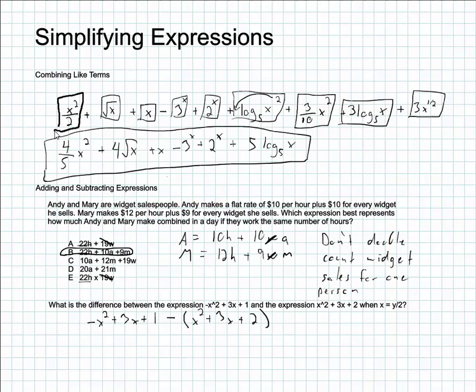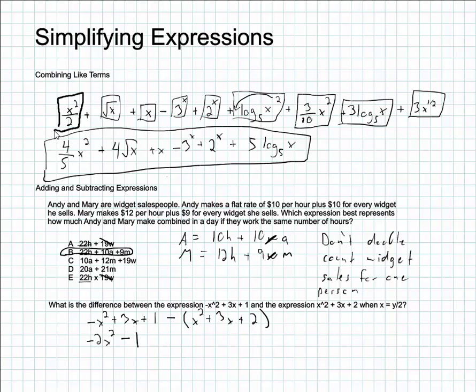Okay, so let's simplify this. So negative x squared minus x squared, so that's negative 2x squared. Then we have a plus 3x and then a minus, because we're distributing the negative, so minus 3x. So 3x minus 3x, that's just nothing. So plus 0x. And then plus 1 minus 2. So 1 minus 2 is negative 1. So this simplifies to negative 2x squared minus 1.